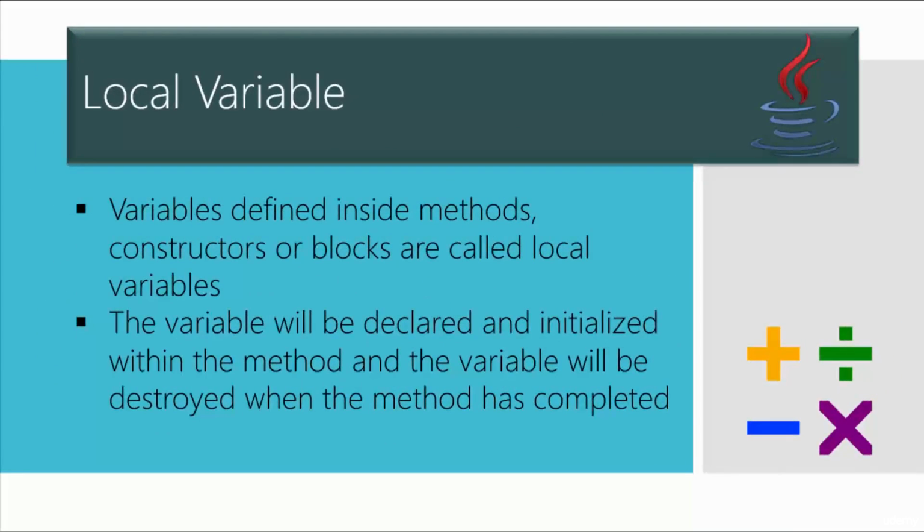So here's a local variable. So variables that are defined inside methods, constructors, or blocks are called local variables. The variable will be declared and initialized within the method, and the variable will be destroyed when the method has completed. And we'll take a look at what methods are shortly. But for now, just understand that variables are simply information that is defined inside a certain method, constructor, or blocks of code.